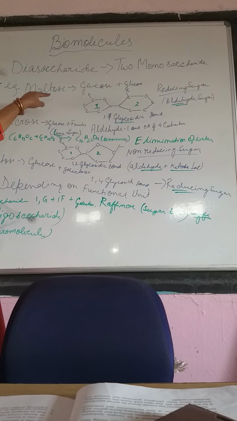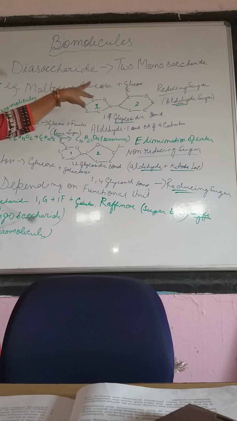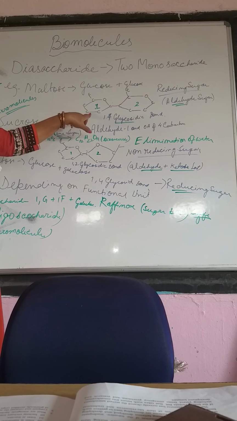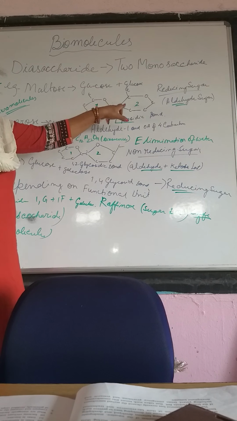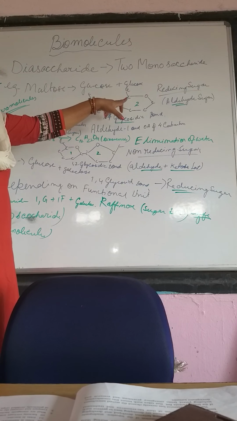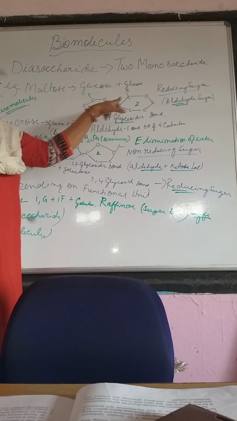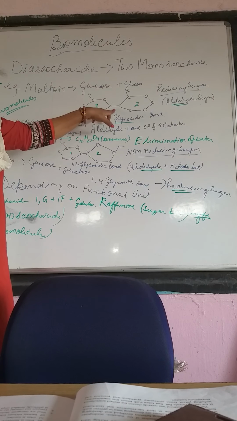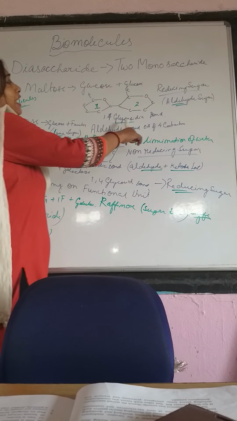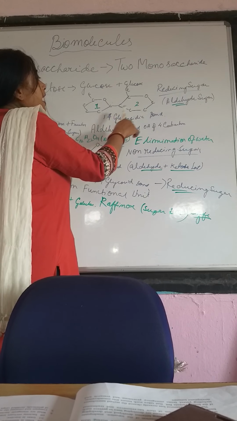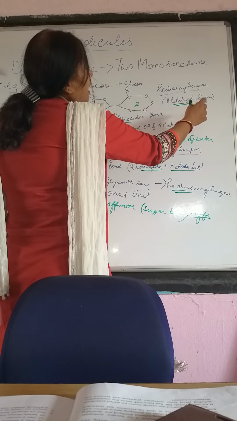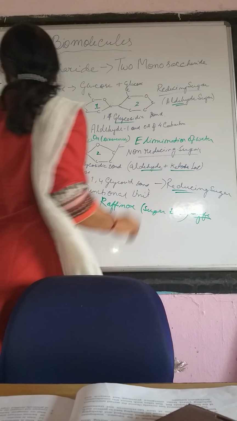So I repeat again: in maltose, the aldehyde group is retained in one molecule, but in the other position the aldehyde is lost by the formation of the 1,4 glycosidic bond. Since this functional group is present, we call it an aldose sugar and it is a reducing sugar.